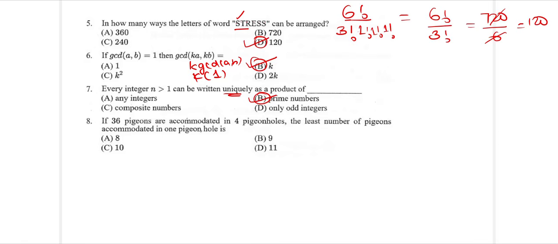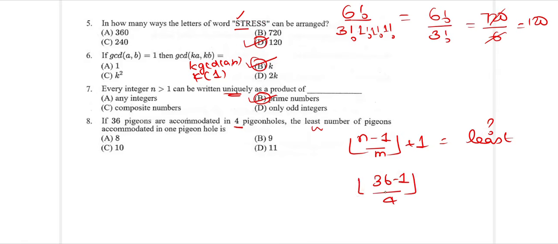Next, 36 pigeons are accommodated in 4 holes. Then the least number of pigeons accommodated in 1 hole will be. So the least number they are asking you is the floor of (n minus 1) divided by m, plus 1. 36 pigeons are there and the number of holes is 4. So this is going to give me 36 minus 1, which is 35, by 4, floor, plus 1.